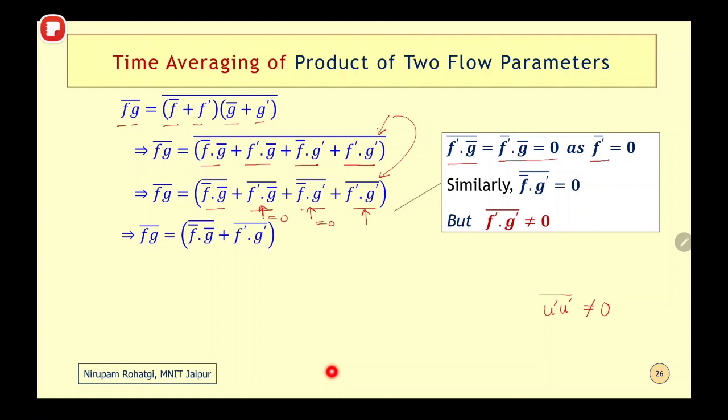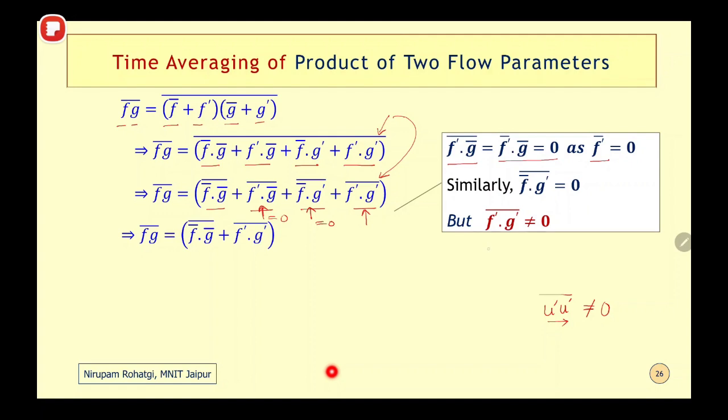Because even if u prime is negative, u prime into u prime will be positive. So all these terms will always be positive, so their average cannot be 0. So same thing is there.